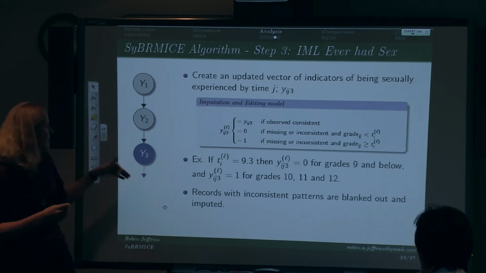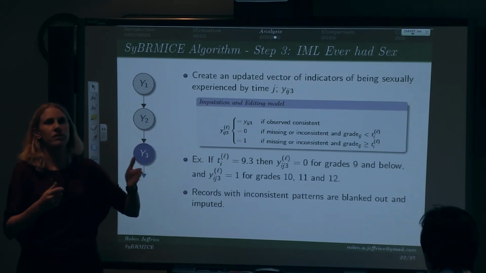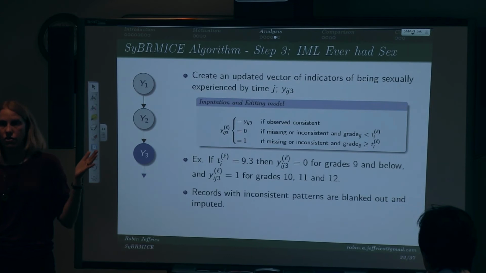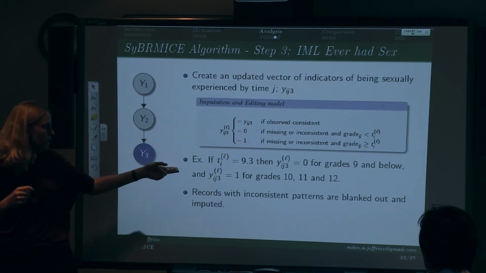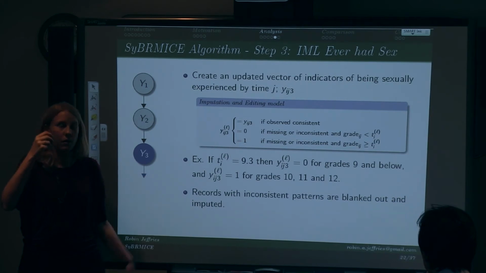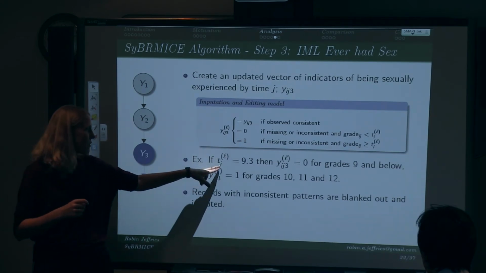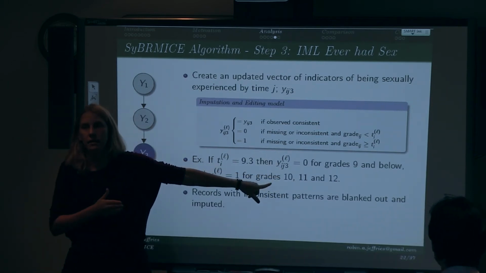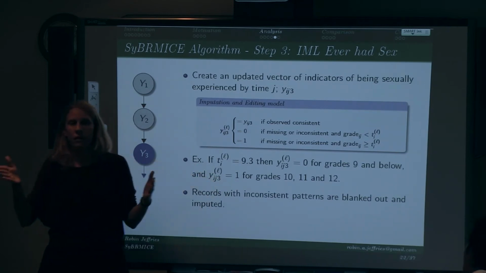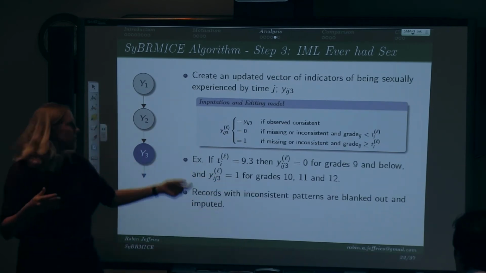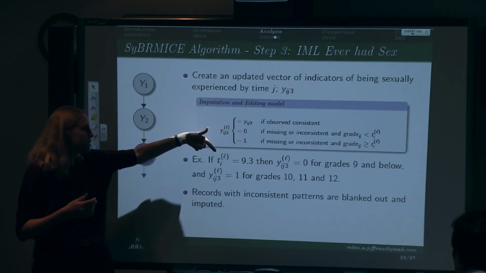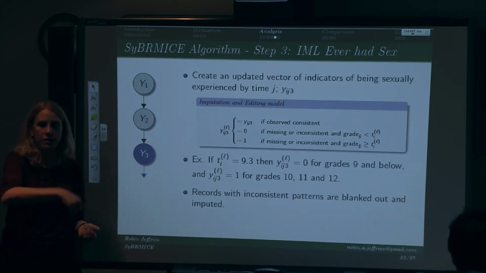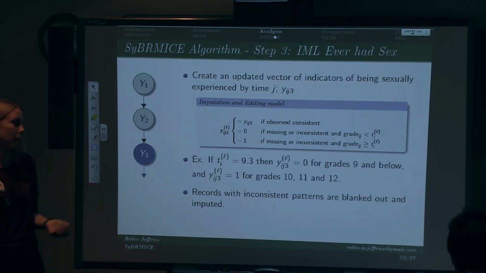So the survival model is a subject level model, but the variables themselves are on each survey. For example, if I sampled a time of first sex of 9.3, then all of the surveys prior to grade 9 are going to be set at 0, and all of them after grade 9, so 10, 11, 12, will be set at 1. So this editing and imputation model depends on whether it was missing or consistent, and then what grade that specific survey is at compared to the predicted time of first sex that was sampled.